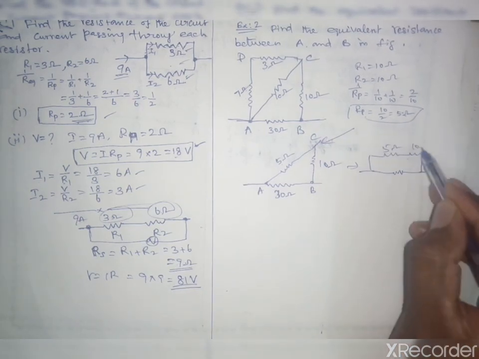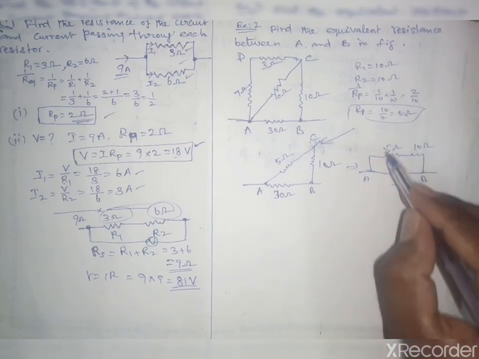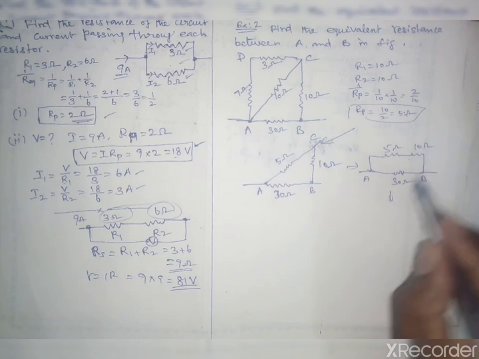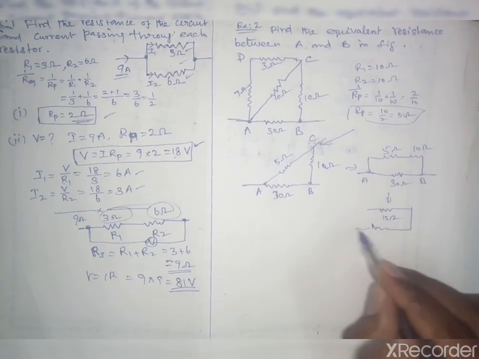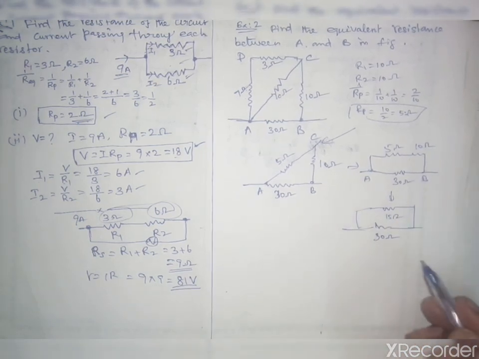Okay, this is 5 ohm, this is 10 ohm, and this will be 30 ohm. So we can find A, B. So 5 plus 10, so which gives 10 ohm. Sorry, 5 plus 10, 15 ohm. So this is 15 ohm, and this will be the 30 ohm. 30 ohm. So now both are in parallel connection.